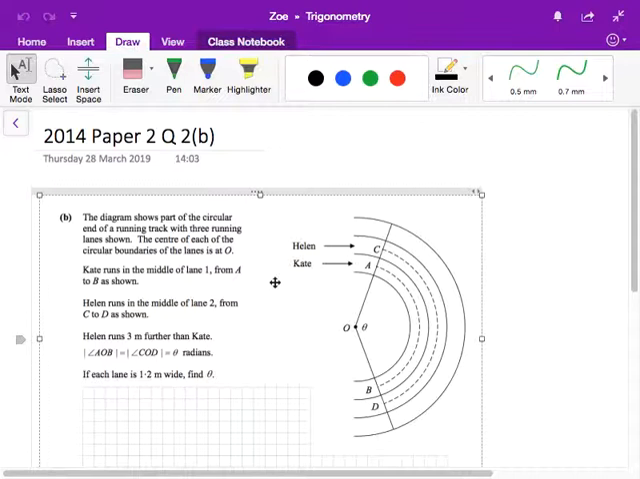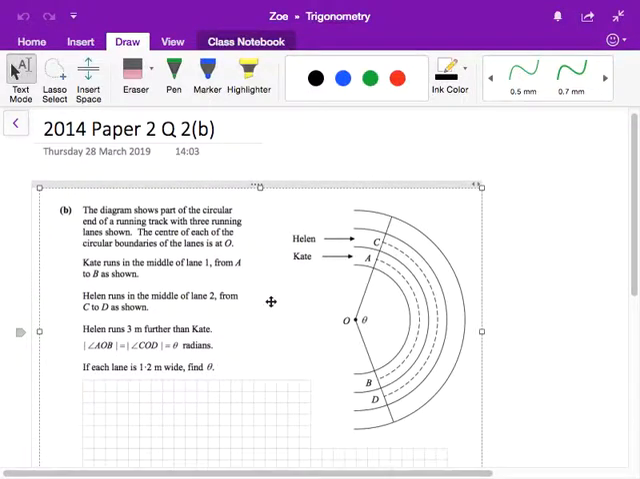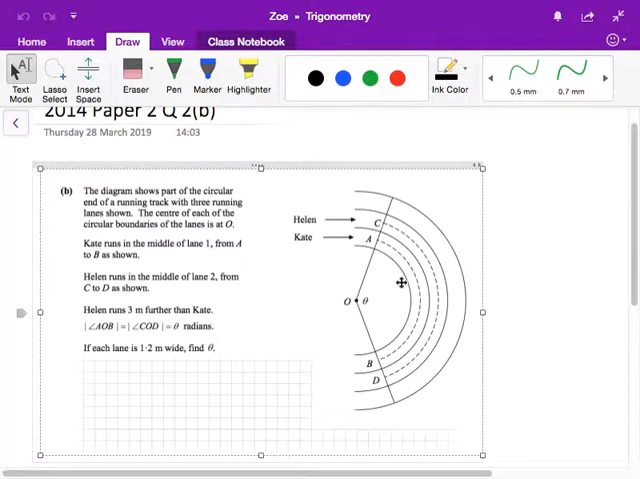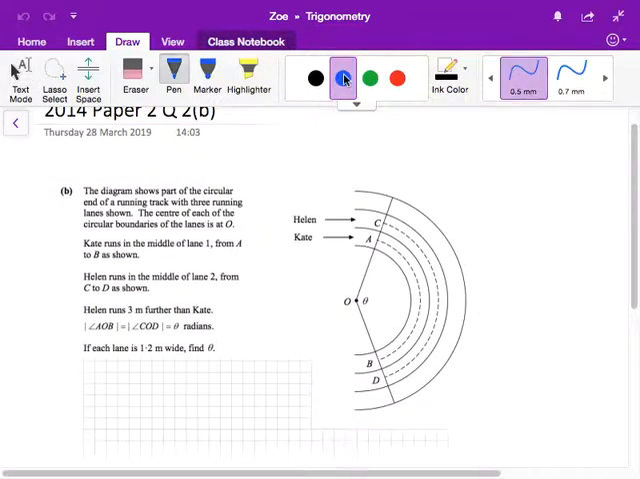Helen runs in the middle of lane 3, C to D. So again, along that arc. Helen runs 3 meters further than Kate. The angle for their little sector is the same. It's theta, and it is worth noting that it's in radians. And it says each lane is 1.2 meters wide.